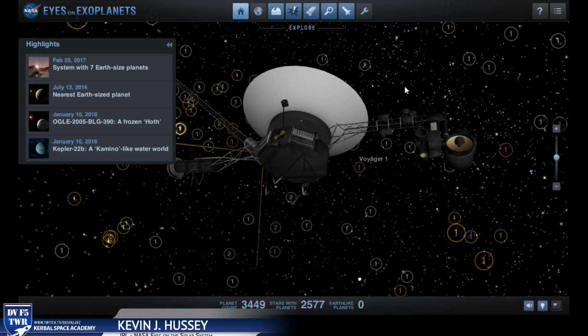Let's see here. Can it show known spacecraft? Yeah, it can show known spacecraft, comets, and asteroids and stuff like that.